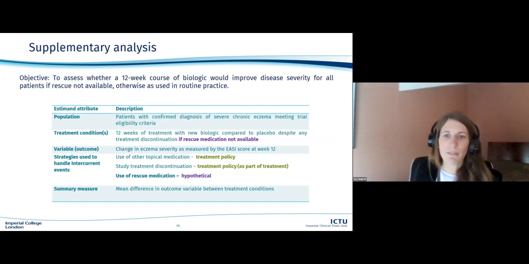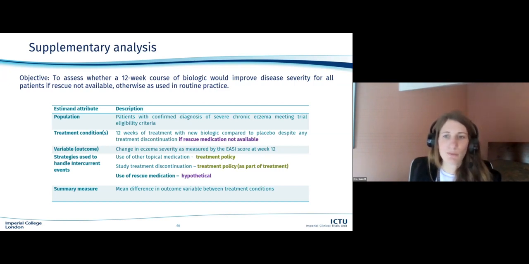So for example, for the eczema trial, suppose an additional objective to more fully understand the treatment effect is whether a 12-week course of the biologic would improve disease severity for all patients if rescue was not available, but otherwise is used in routine practice. As this is a different question, this is not addressed by a sensitivity analysis. So this is a supplementary analysis.